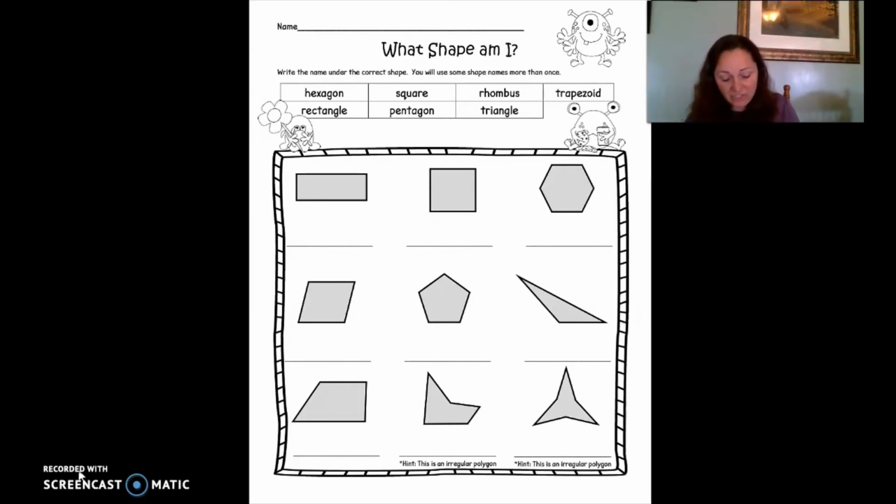We have our first shape, which is, well, how many sides does it have? So I look at its sides. It's got 1, 2, 3, 4. 4 sides. Opposite sides are the same length. If I look at its angles, it has right angles. Now, not all the sides are the same length, so it's not a square. I would say it's a rectangle.